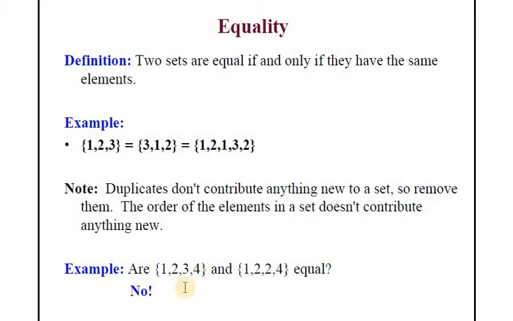In this example, if you observe, 1, 2, 3, 4, 4 elements are here, and 1, 2, 2, 4, 4 elements are here. The number of elements is the same, but here the element 3 is present and here the element 3 is absent. That means all elements are not equal with the other set. The number of elements is the same, 4 elements, here also 4 elements, but the elements are not the same. That's why we cannot say these two collections of elements, that is two sets, are equal.